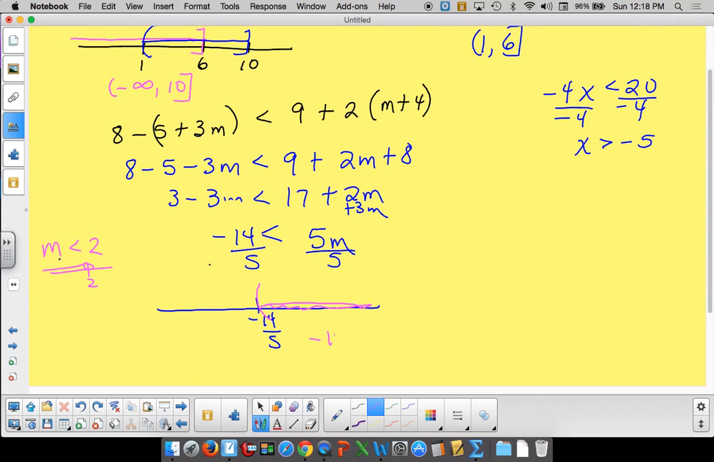My left-hand point is negative 14/5. My right-hand point of this shaded region is infinity. I know I need a parenthesis there. Infinities always have parentheses, and there would be my solution in interval notation.